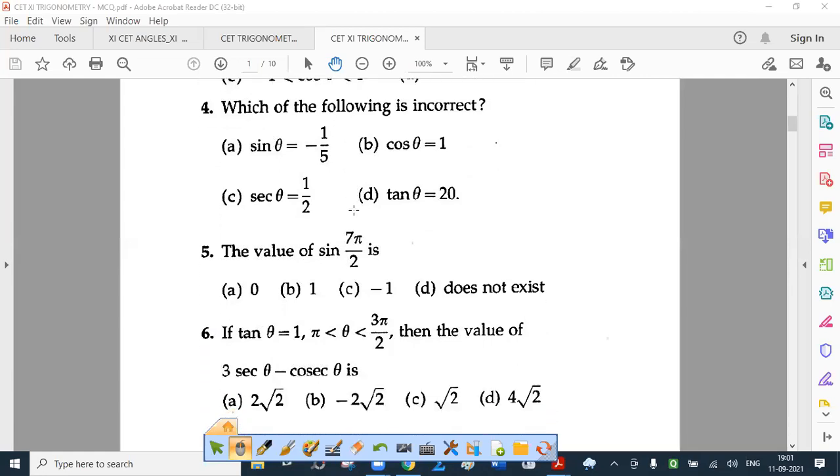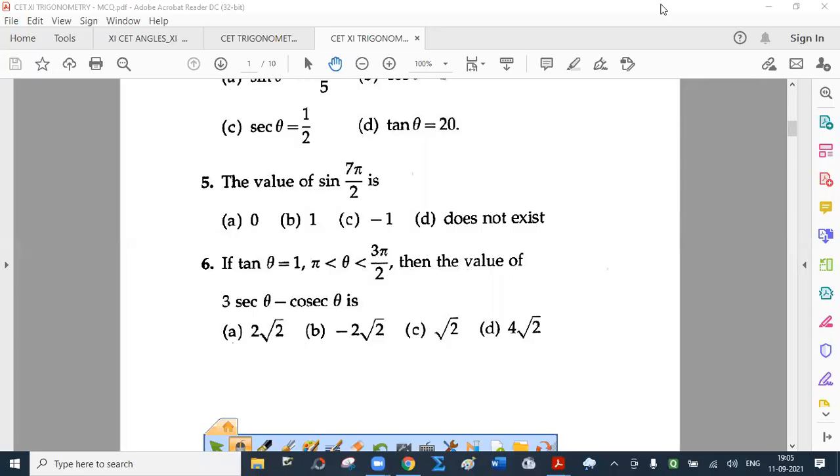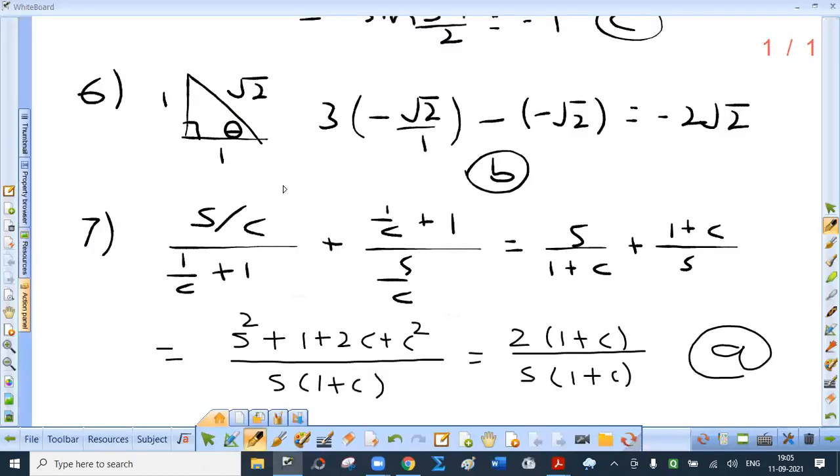Now solve sum number 6. If tan theta is 1, theta lies between pi and 3π/2, then the value of 3 sec theta minus cosec theta is. Sum number 6. If tan theta is 1, okay, I have already read this problem.